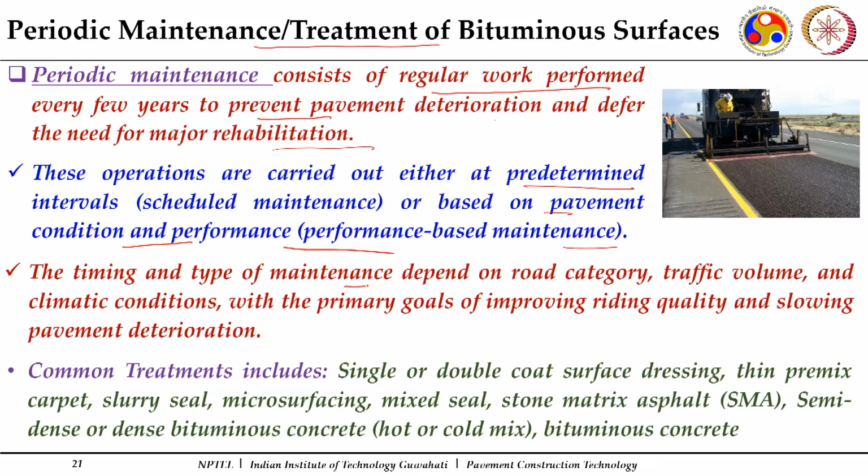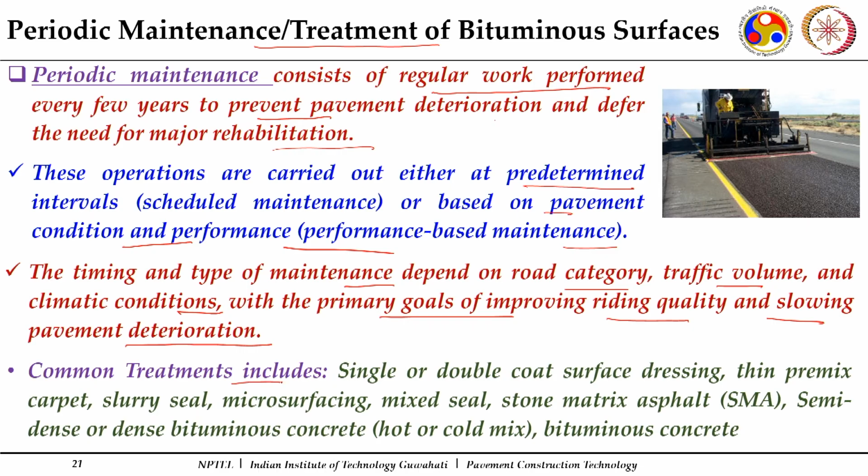So, the timing and type of maintenance depends upon road category, specifically whether high speed roads, urban sections, or roads with low traffic are there, as well as traffic volume and the climatic conditions under which it has to serve, with primary goals of improving riding quality and slowing permanent deformation. So, these are the primary goals of the periodic renewals.